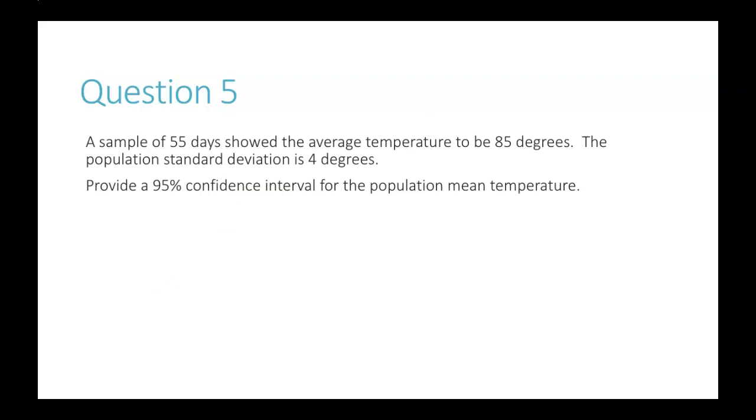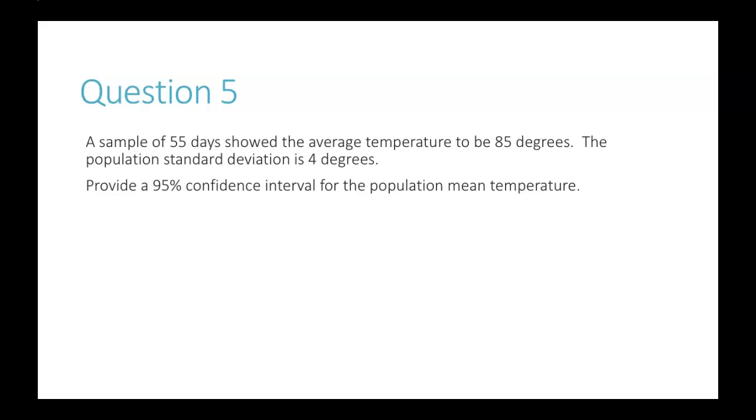Now let's work on some Chapter 8 examples here. So in Chapter 8, confidence intervals came into play. So this problem that we're given says a sample of 55 days showed the average temperature to be 85 degrees. The population standard deviation is 4 degrees. We need to provide a 95% confidence interval for the population mean temperature.